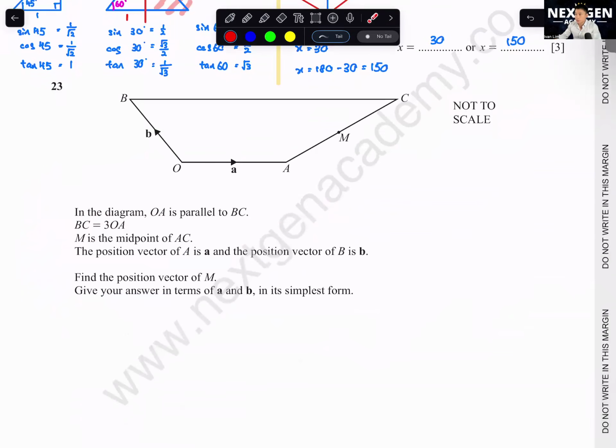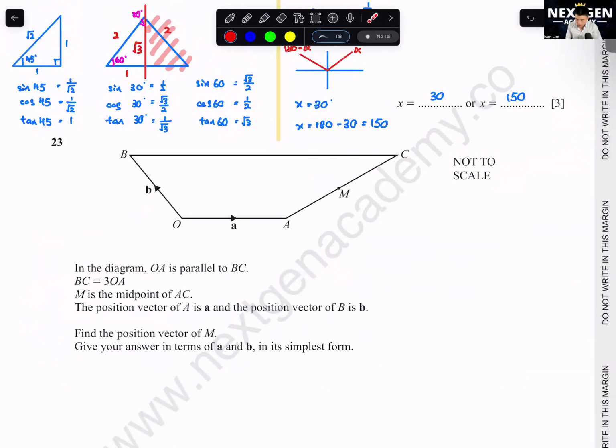Okay, just now a lot of you were asking this specific question, right? This is a vector question. In the diagram, OA is parallel to BC. BC equals 3OA. So according to here, we can just say it's 3A going in this direction. M is the midpoint of AC. The position vector of A is A. Position vector of B is B. Find the position vector of M. Okay, this is OM. Give your answer in terms of A and B. Okay, this one is quite easier.